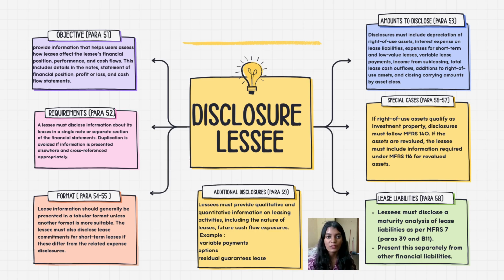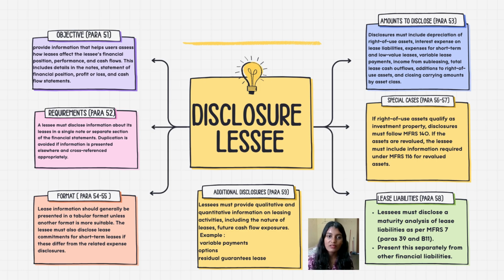Paragraph 53 explains the amounts to disclose. Lessees must show depreciation of right of use assets, interest expense on lease liabilities, expenses for short-term and low-value leases, income from subleasing, total lease cash outflows, and lastly, addition to right of use assets and the closing carrying amounts by asset class.